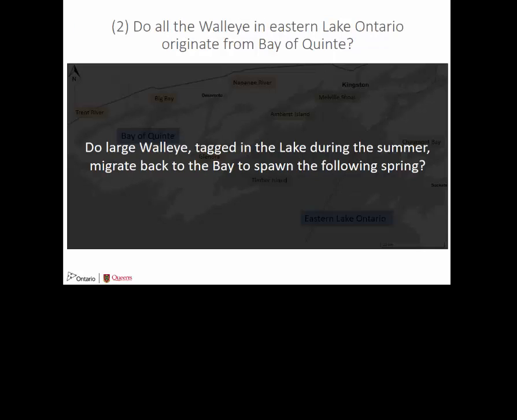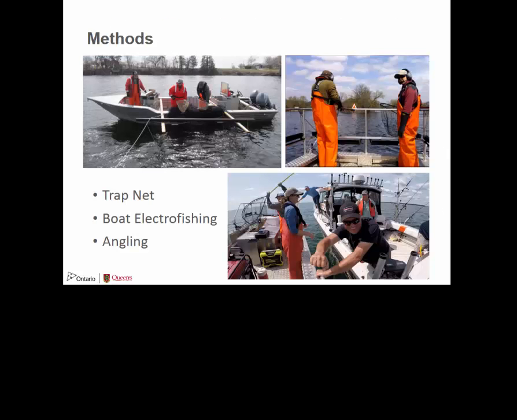The second question we're looking at, in the early years of this study, is do all the walleye in the Eastern Lake Ontario originate from the Bay of Quinte? So are they a Bay of Quinte stock? To do that, we're looking at the question, do larger walleye tagged in the lake during the summer migrate back to the bay to spawn the following spring? And that's kind of addressing that trophy walleye fishery that was developing in the summer.